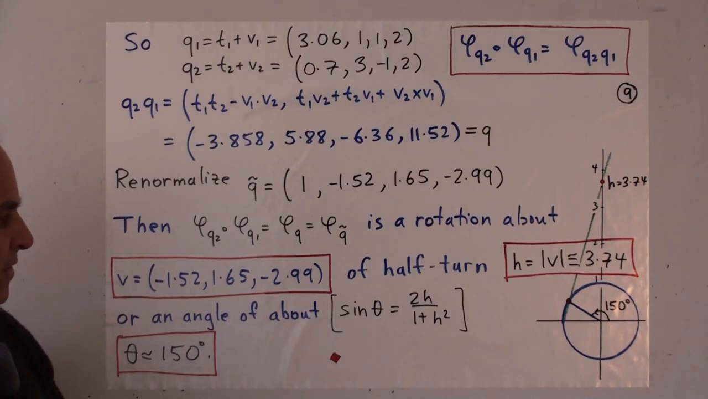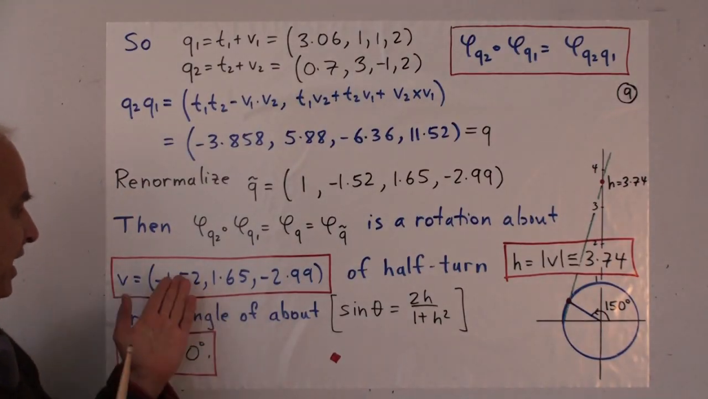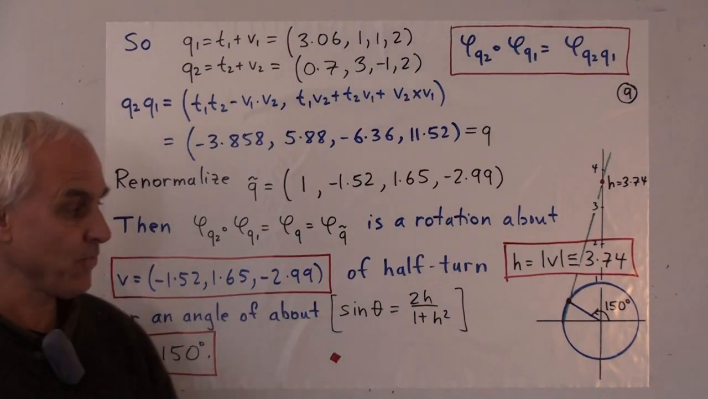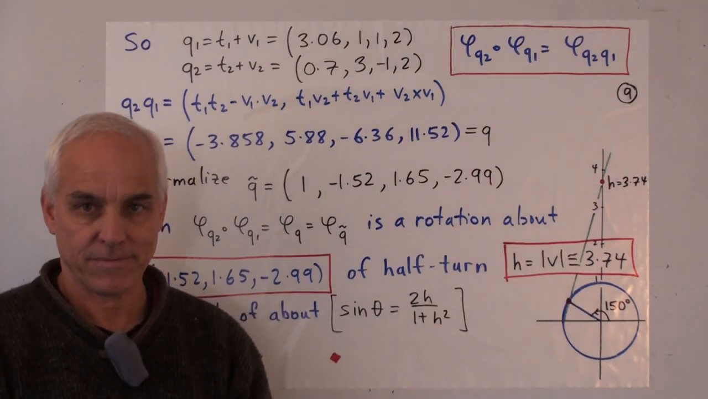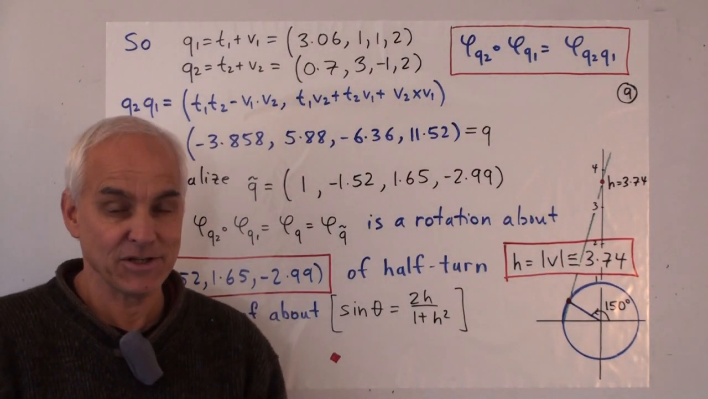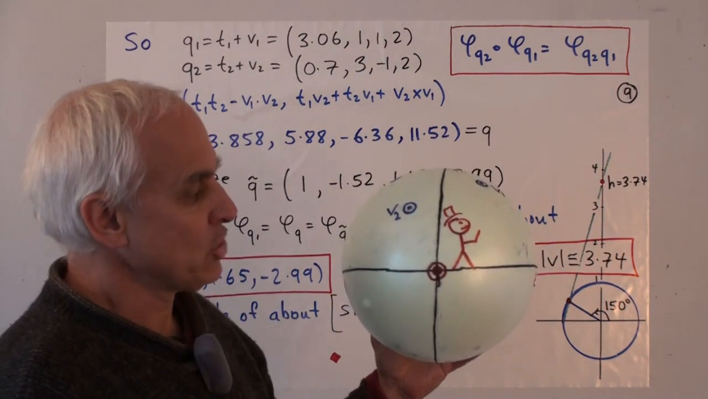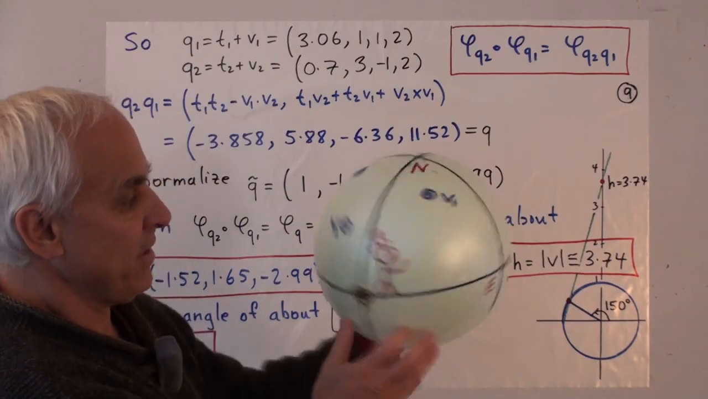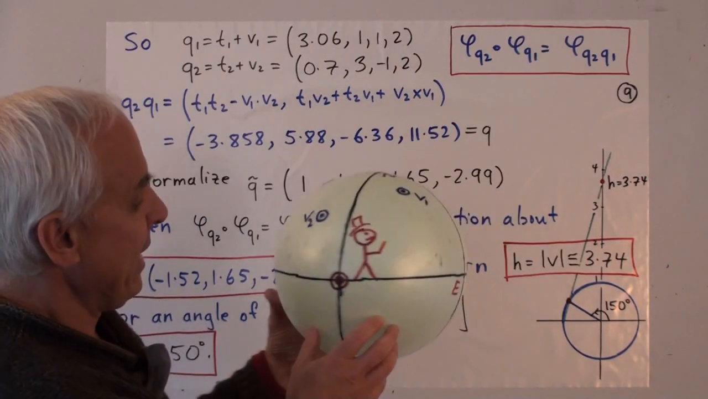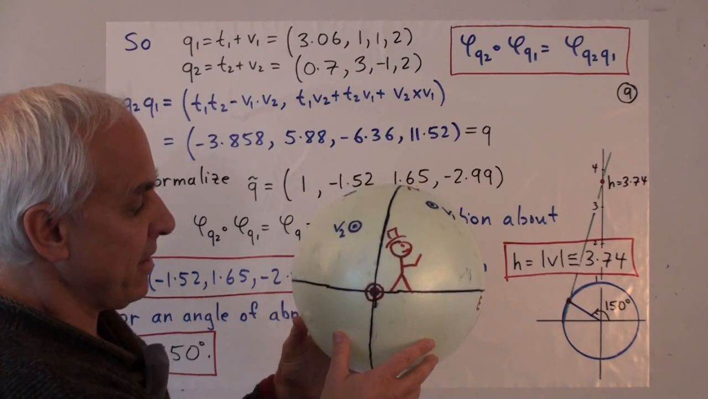So we found the composite of these two rotations. Here is the new axis, and there's the new half turn. And I want to try to illustrate what's going on here if I can. So here is a picture of a sphere, and I've got some kind of coordinates here.